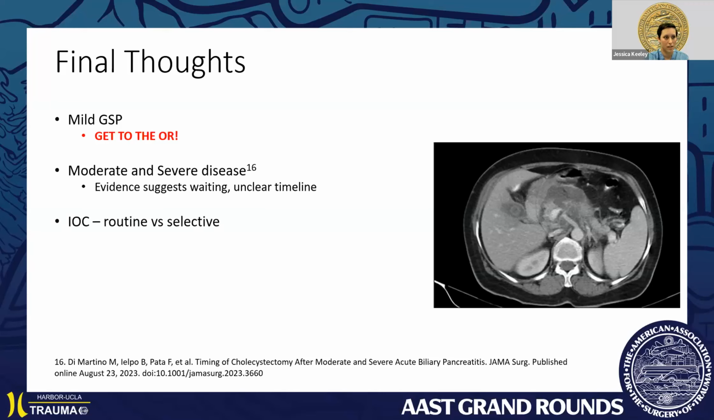IOC routine versus selective. That's a whole can of worms. I perform IOCs for everyone with gallstone pancreatitis. That is an institutional practice here. There are arguments for both sides. And then what do you do if that's positive? And I think we're going to hear a little bit about owning the common bile duct later, versus ceding to our GI colleagues.